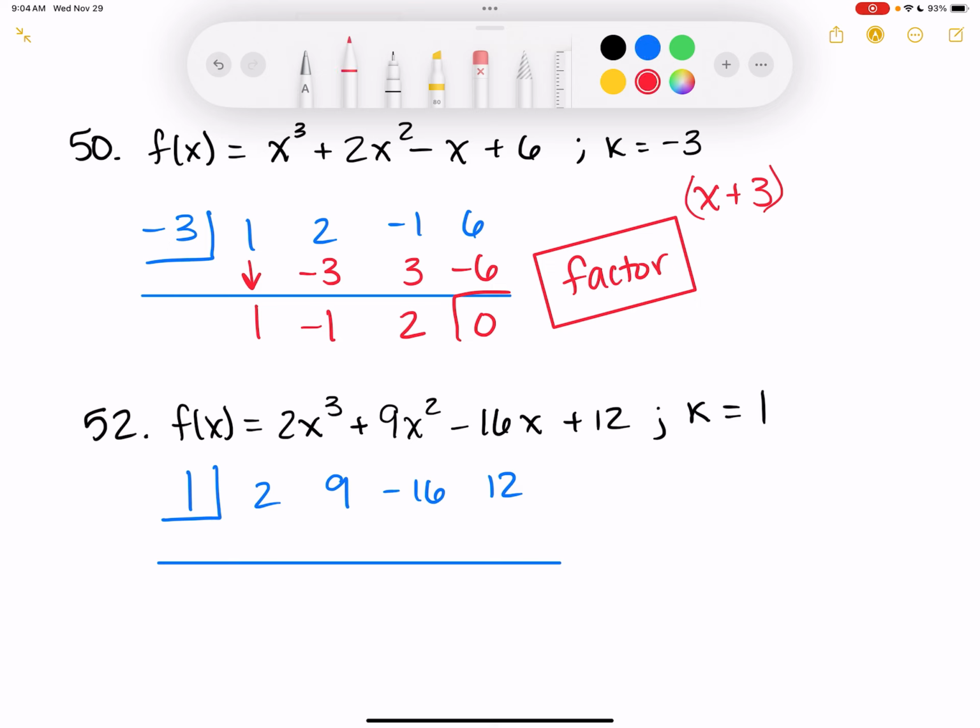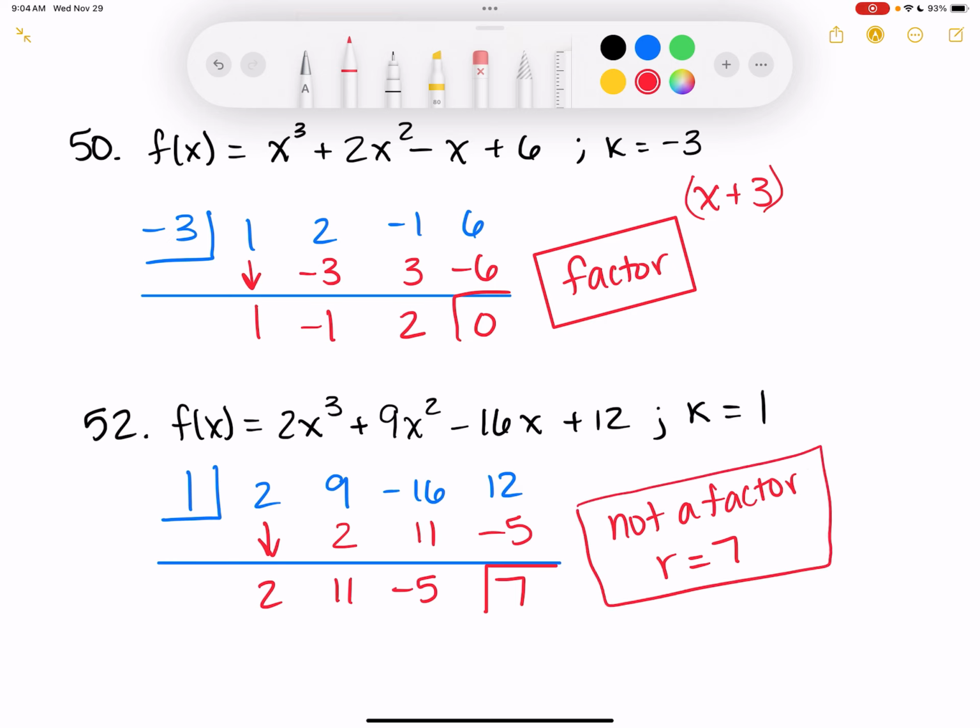Bring down the 2. Times 1 is 2. Plus 9 is 11. Times 1 is 11. 11 minus 16 is negative 5. Times 1 is negative 5. Plus 12, that would be 7. So my remainder in this case is 7. So I would say that this is not a factor because I ended up getting a remainder. And I would say that the remainder is 7, so you can just write r equals 7, or whatever the value is for your particular problem.